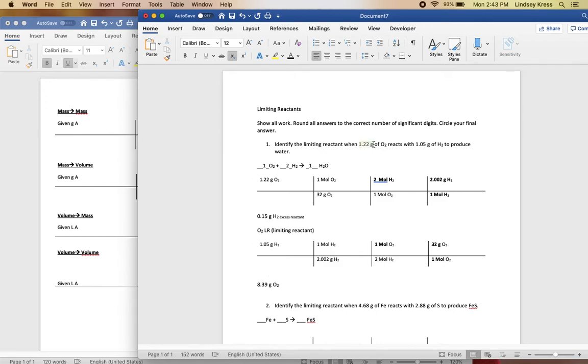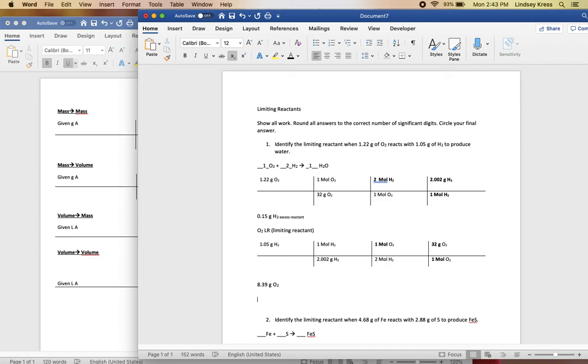So again, just like the first set, I'm going to look at the number that I'm given compared to the number that I need. So if I use all of the hydrogen that I'm given, 1.05 grams of hydrogen, I need 8.39 grams of oxygen. Do I have 8.39 grams of oxygen? No, I do not. So again, same answer as before. Oxygen is going to be your limiting reactant.